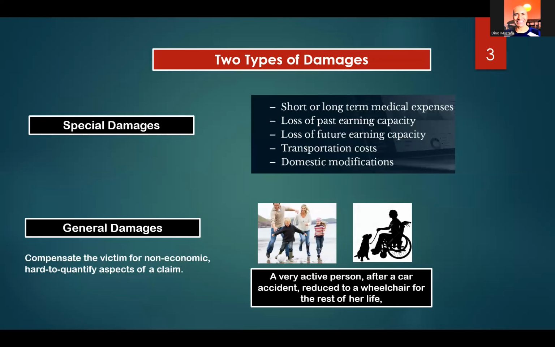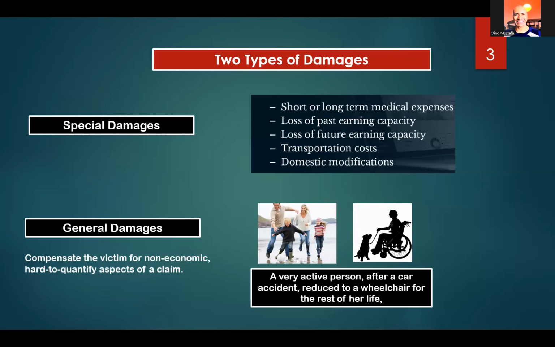That's the important point. Loss of past earning capacity, maybe some income replacement, loss of future earning capacity, transportation costs, domestic modifications, because the customer is not able to do the work that he was doing before. There could be vocational training or domestic modifications like wheelchair access, those kinds of things. In other words, we're not talking about millions of dollars here. Think of special damages as small damages. When I go to the general damages, you will see the difference.